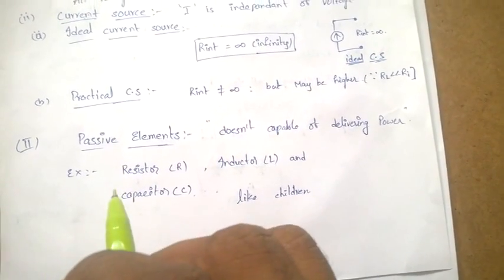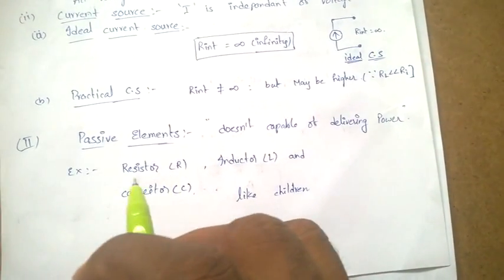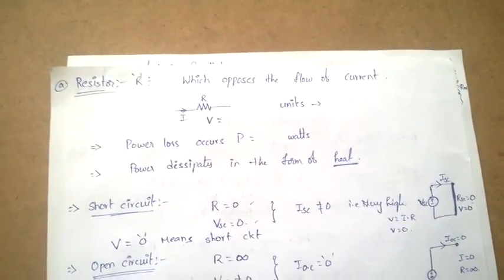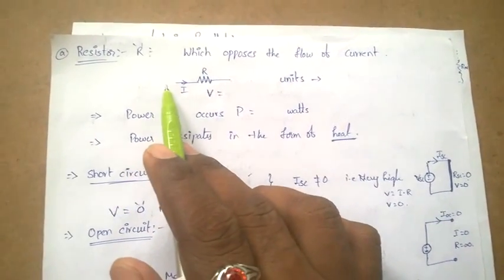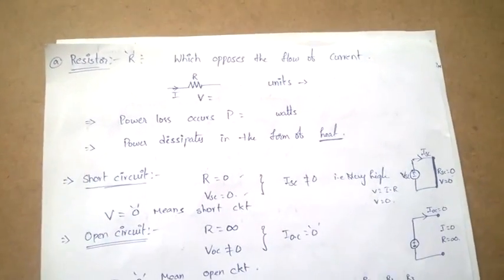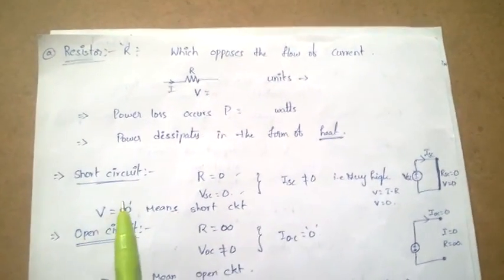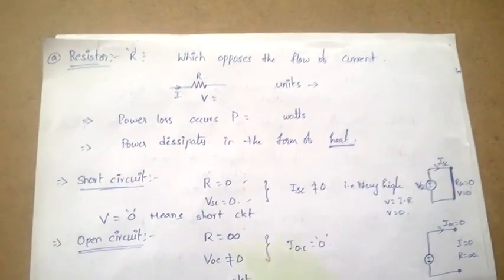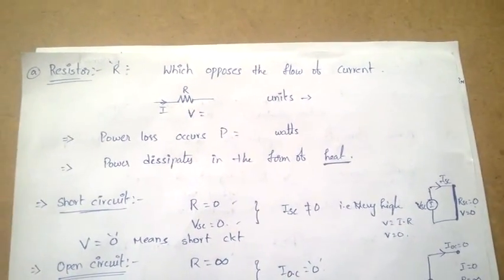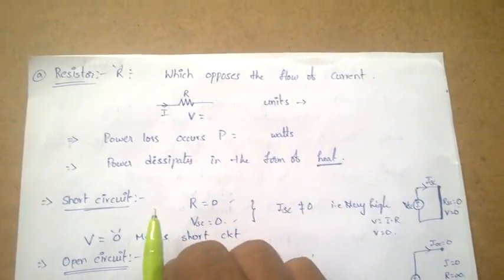Next, I will explain each and every passive element. First of all, the first passive element: resistor. We all know about resistors. What is a resistor? Which opposes the flow of current is called resistance, or the element is called a resistor.